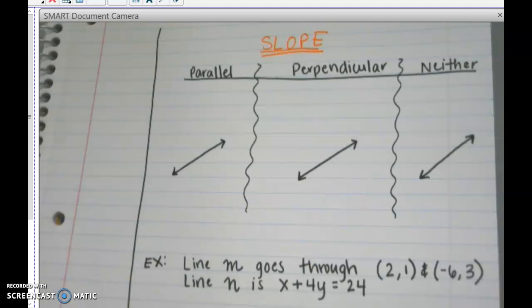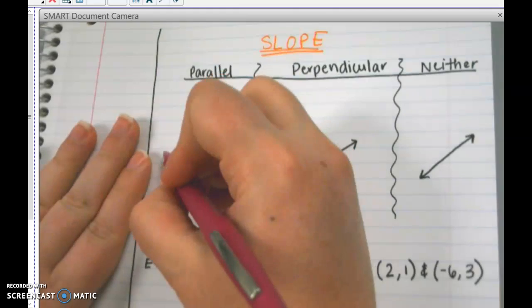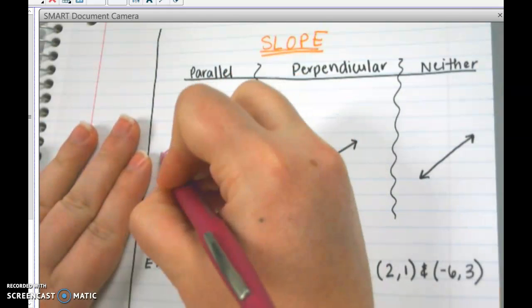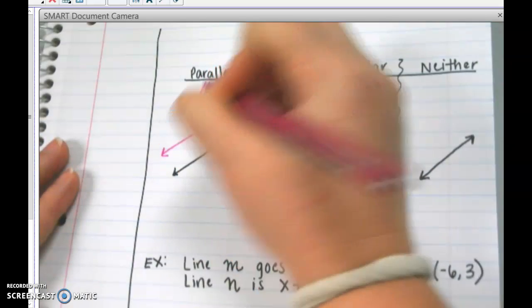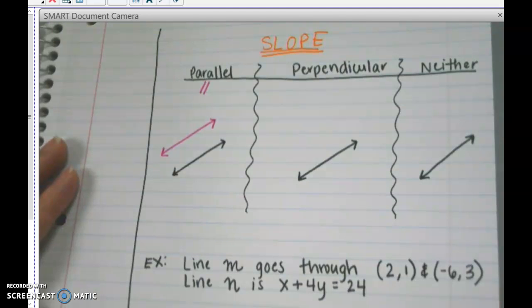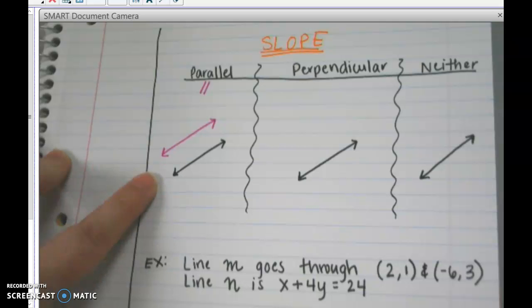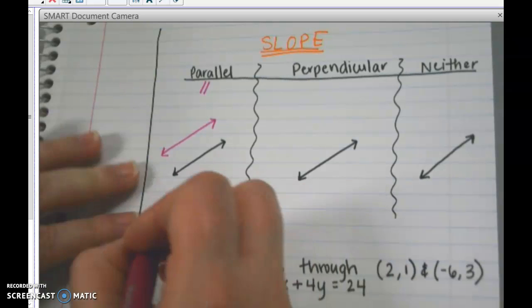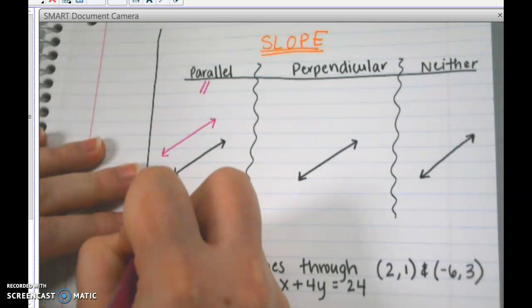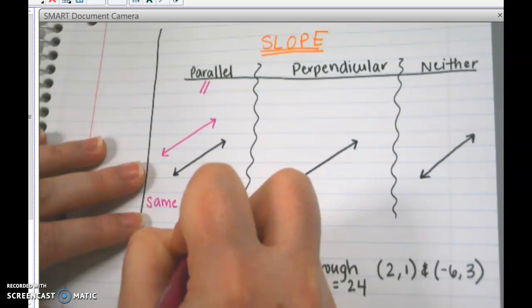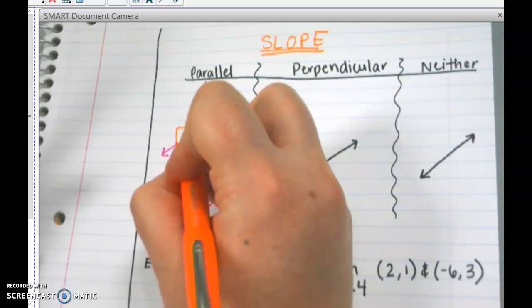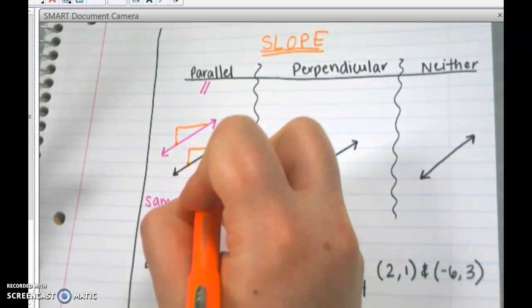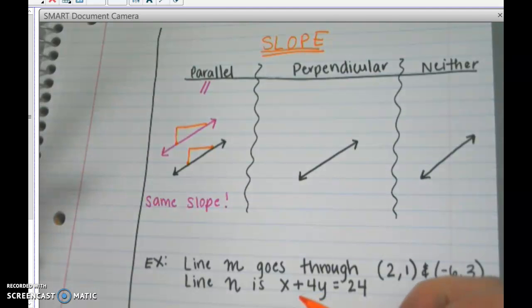So when two lines are parallel, it means they never intersect. The symbol for parallel is two slanted kind of railroad tracks. So if you see that symbol, it means the same thing as parallel. And you can tell two lines are parallel because they will have the same slope. The rise over run will be the same for both of them.